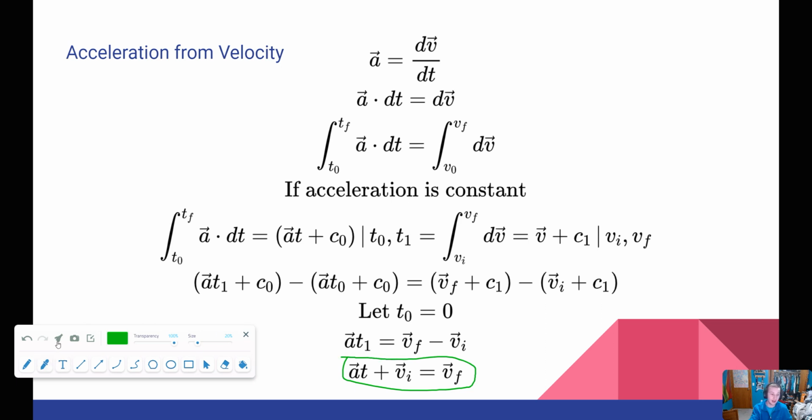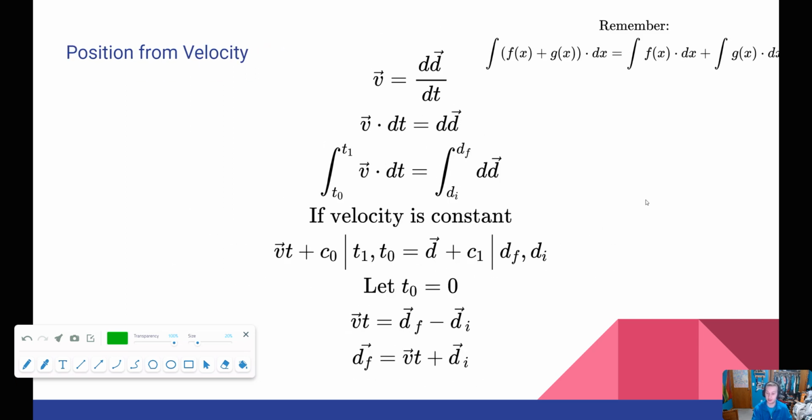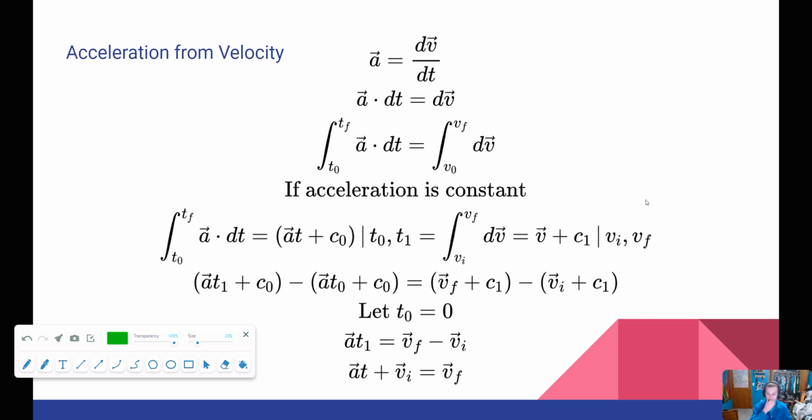So again, basically you're doing the same derivation steps and logical reasoning as you did with the previous example, except we're dealing with acceleration and velocity now instead of velocity and displacement.